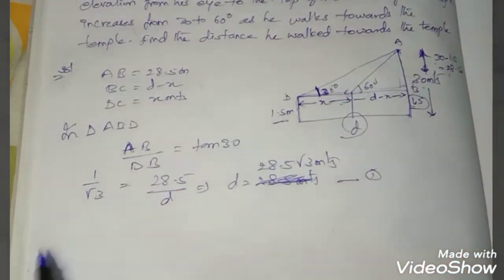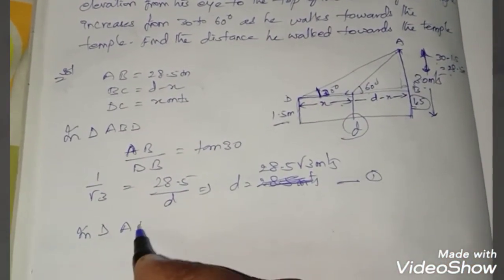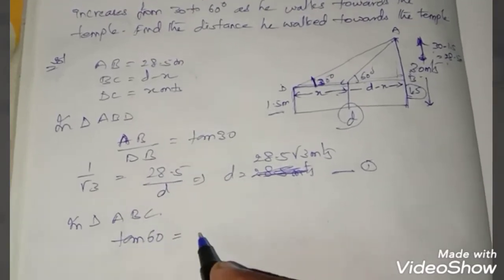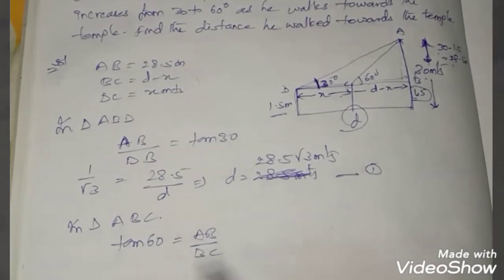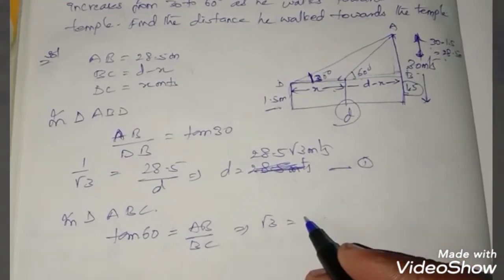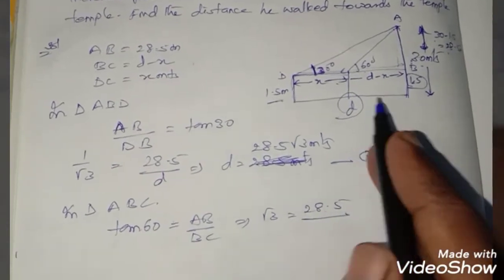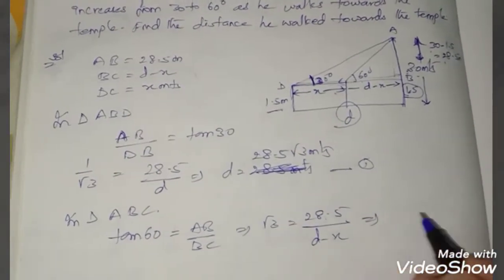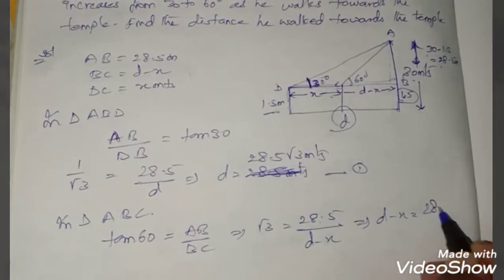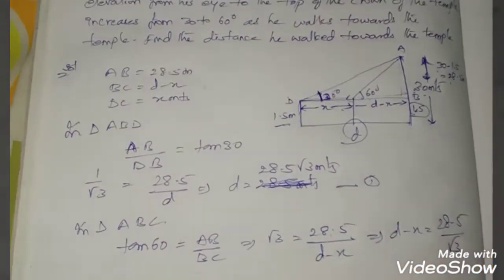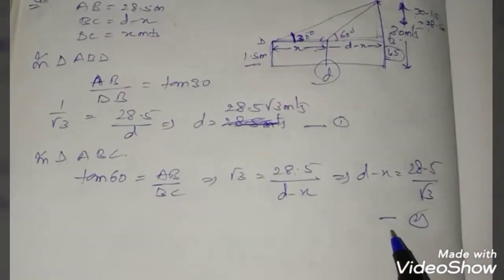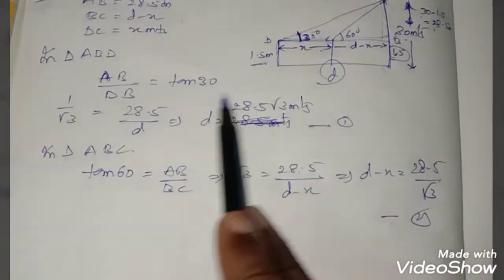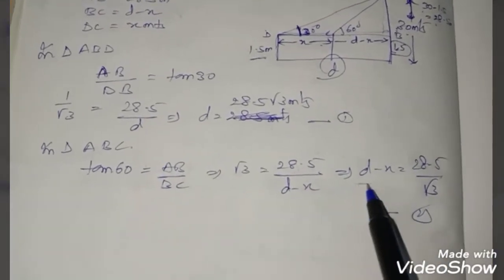So after that consider the second triangle, that is triangle ABC. Now if I consider triangle ABC, you will get tan 60 is equal to AB by BC. Now tan 60 value is root 3, equal to AB as usual, 28.5, by BC, which we have already assumed is D minus X. Now if I cross multiply, D minus X is equal to 28.5 by root 3. Now denote this as second equation. Now in the second equation, substitute the value of D that we got in the first equation.